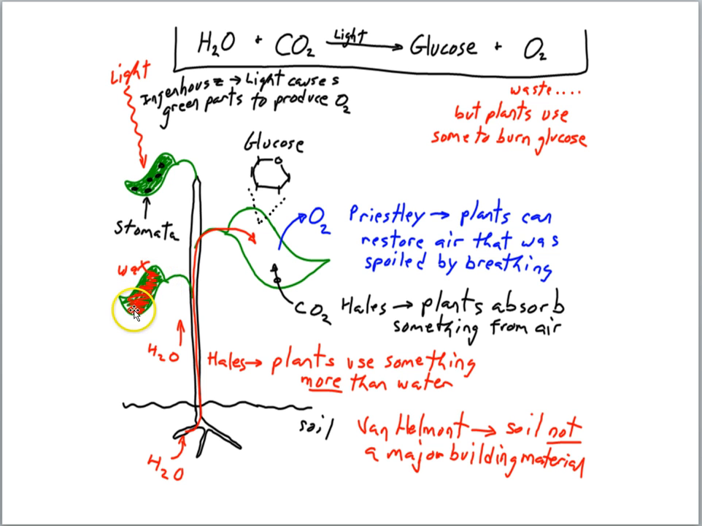Julius Sachs comes along and puts wax on the underside of leaves to plug up the stomata, and sure enough, if you deprive a leaf of carbon dioxide, it cannot make glucose. So stomata are those little holes there. Priestley comes along and, with Lavoisier, argued that what plants are doing is restoring the air to a condition that will support breathing or flame. Plants are doing this by releasing a gas that we now know is oxygen.